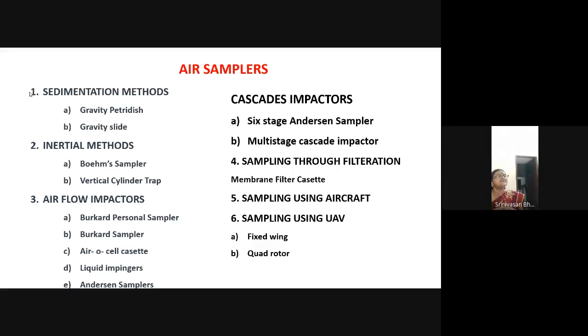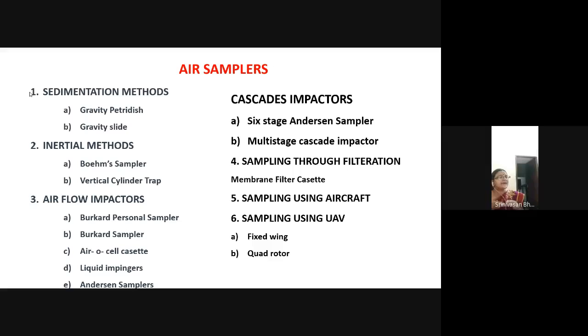So next comes the sampling through filtration. Here, the airborne microorganisms are collected in a membrane filter of different pore size in a cassette. So that is called sampling through filtration.